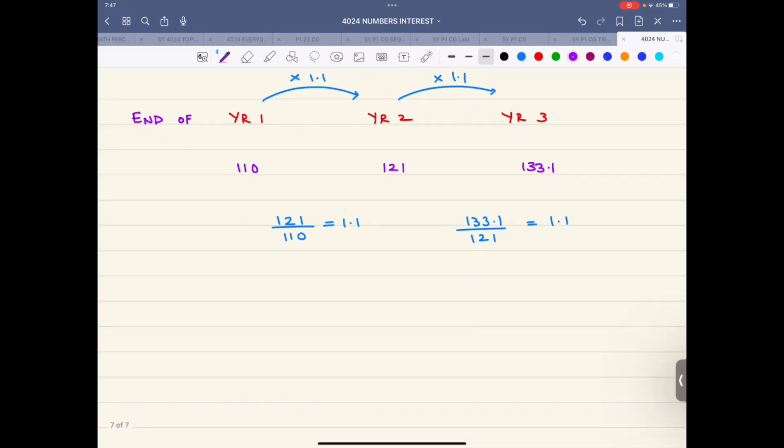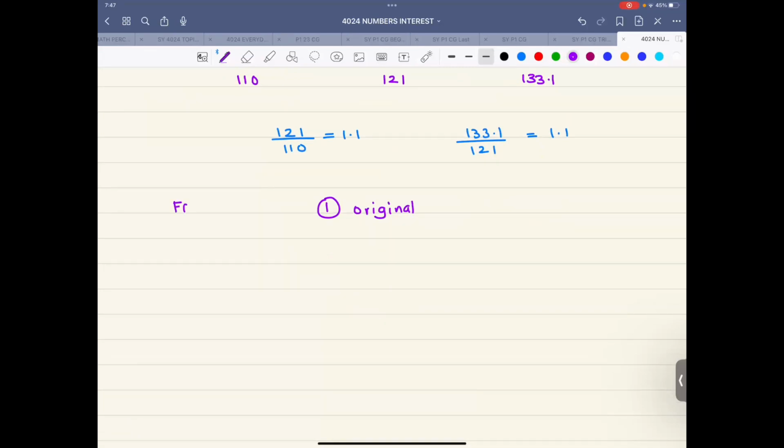What is happening over here? This 1 is the original value. Just like in percentage, 100 is the original value. In fractions, 1 is the original value. And then 10%, we can convert percent into fractions by dividing by 100. So 10% compound interest is basically 10 over 100, which is 0.1. Now, are you getting it? What am I doing? I'm taking this 1, and I'm adding it to 0.1.